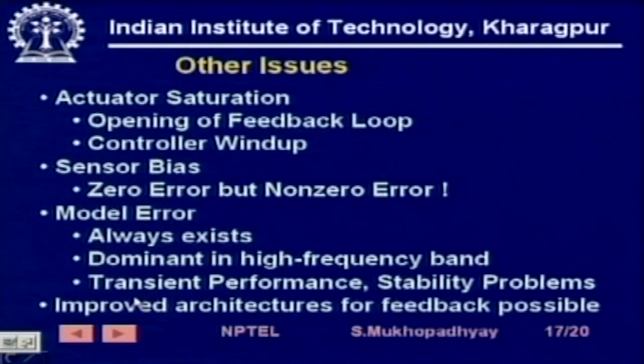To take care of these things, various other architectures are possible than what we have: the loop structure, what feedback we use, and how we use the controllers. We'll see some of them, for example feed forward configuration and cascade configuration. They are possible.